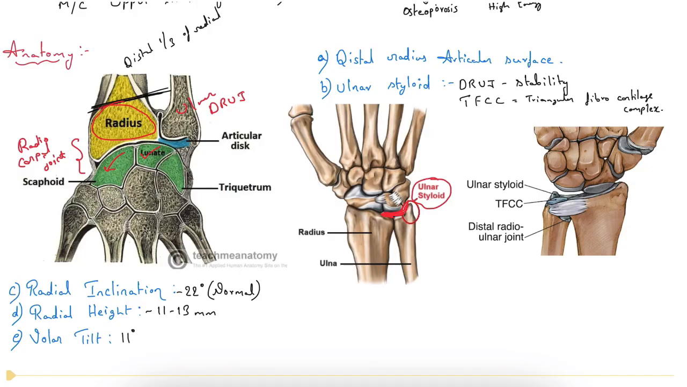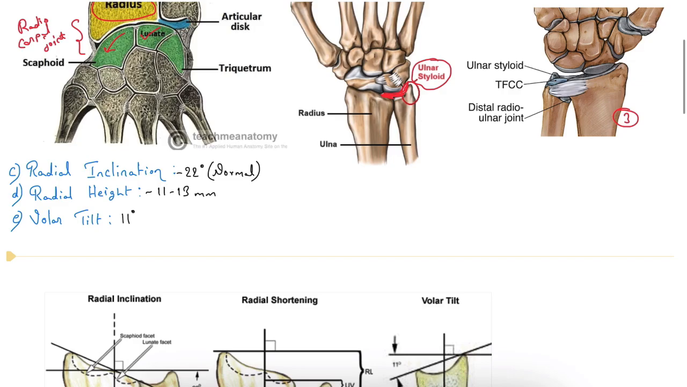Now if you are seeing this third image, you can see here this ulnar styloid will give stability. I already mentioned that thing. Now we are going to discuss TFCC. What is this? TFCC means triangular fibrocartilage complex.